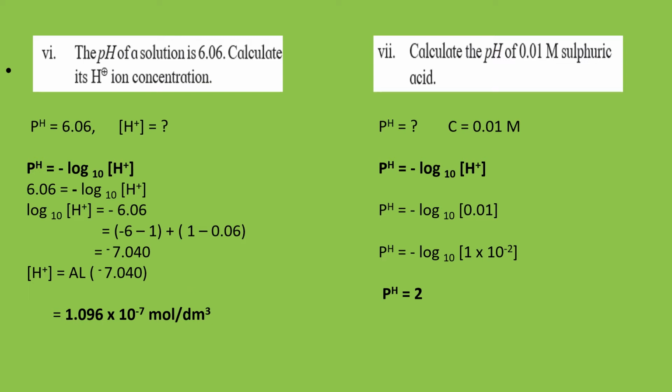Seventh question. Calculate pH of 0.01 molar sulfuric acid. So concentration is given 0.01 molar. pH is equal to negative logarithm to the base 10 of molar concentration of H plus ion. So pH is equal to negative logarithm to the base 10 of 0.01. That can be written as 1 into 10 raised to minus 2. So logarithm of 1 is 0. Logarithm of 10 raised to minus 2 is minus 2. So minus of minus 2 is equal to plus 2. So the pH of 0.01 molar sulfuric acid is equal to 2.